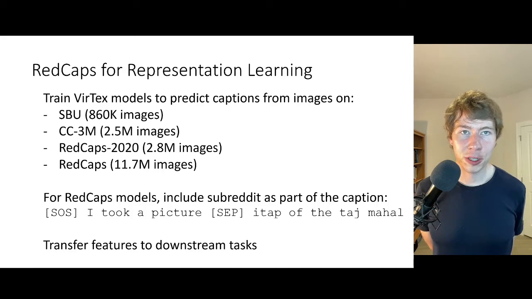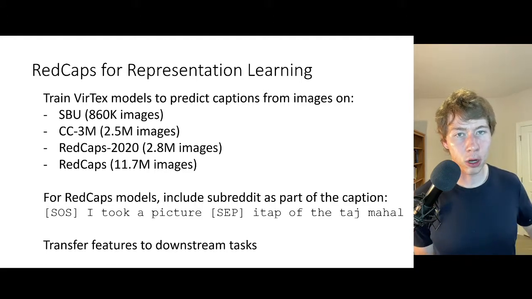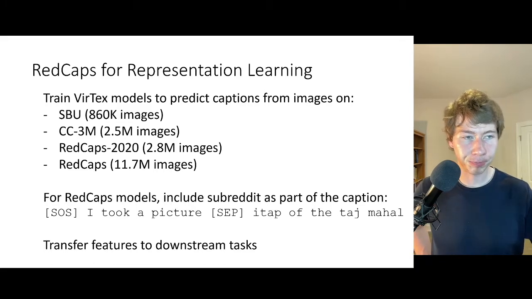We wanted to show that RedCaps is useful for representation learning, for learning visual features from language. So we, of course, train Vertex models on different datasets, and then compare how well Vertex is able to learn good visual representations on existing datasets, SBU and GCC, versus RedCaps. And we compare both the full 11.7 million version of RedCaps, along with a smaller subset of RedCaps that's more comparable in size to GCC.